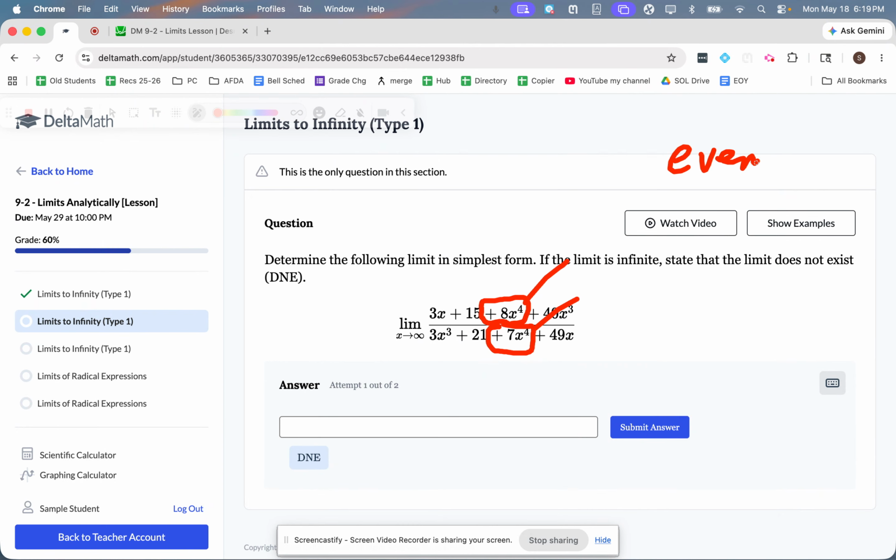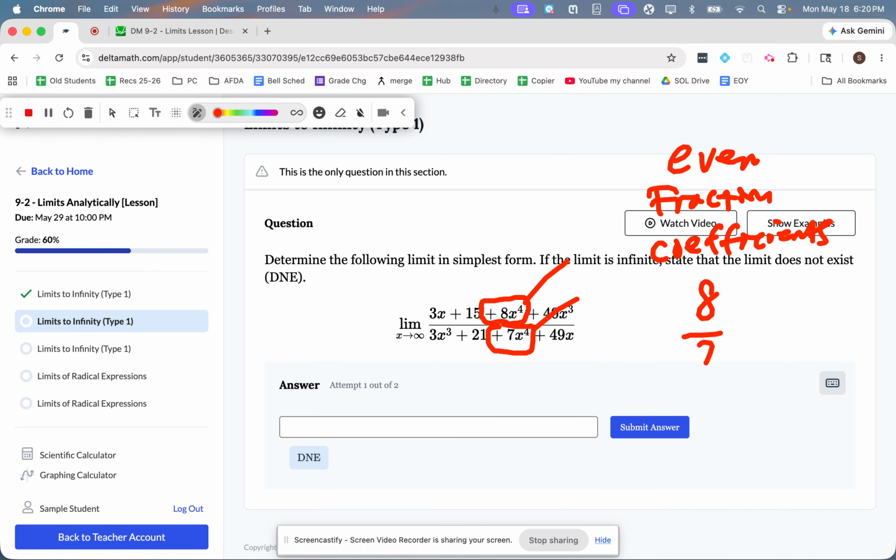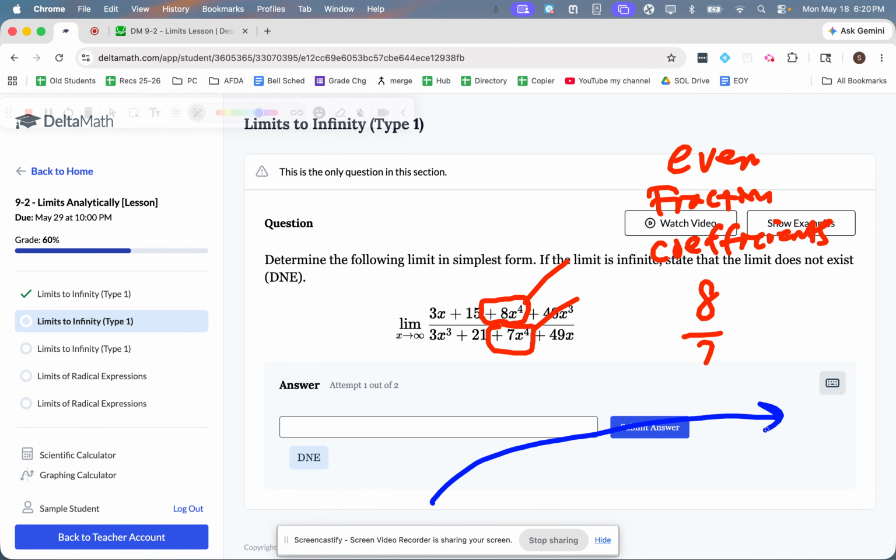And when it's even, you make a fraction out of the coefficients, okay? Meaning the 8 and the 7, okay? So as the function veers off to infinity, the horizontal asymptote is just where it levels out, and it's going to level out at 8/7.